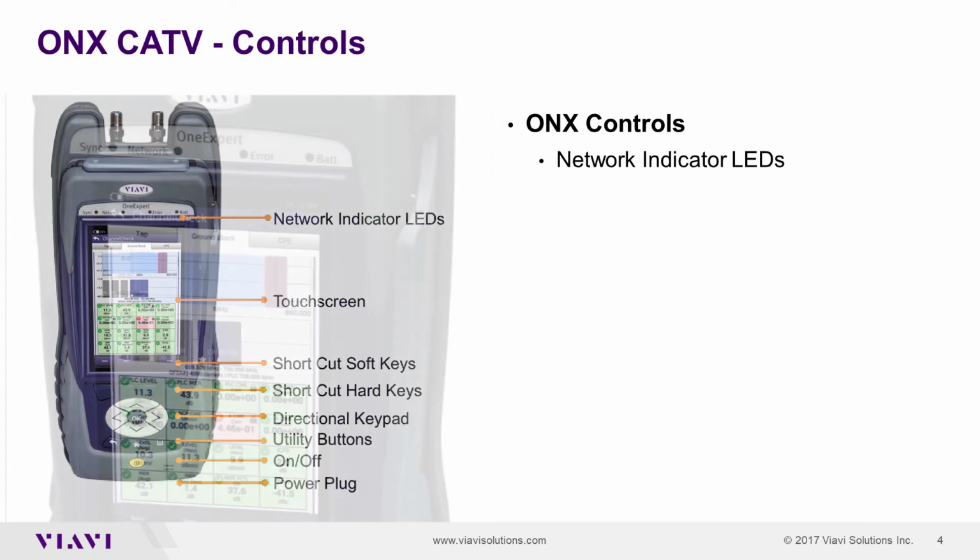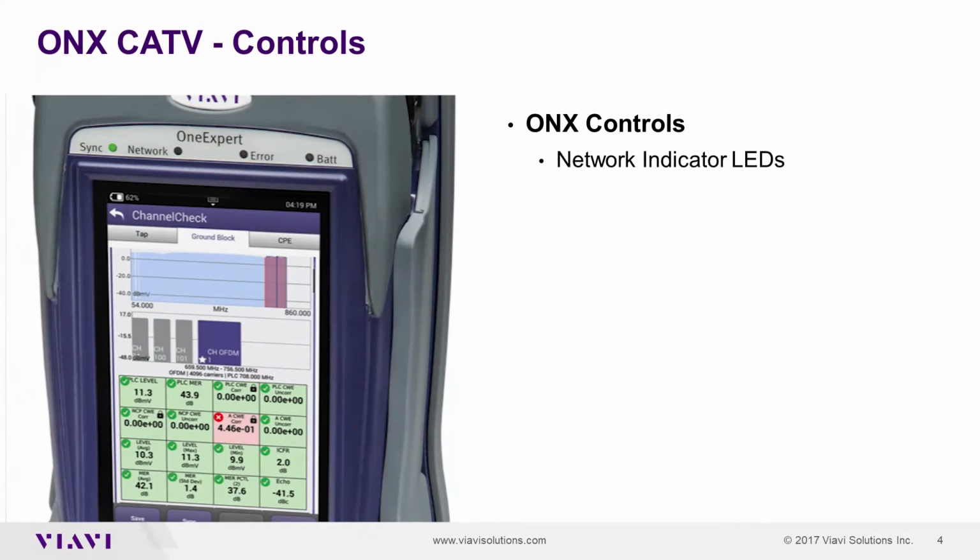Starting on the left-hand side of the LEDs, we have the sync LED. The sync LED is used when you're performing a DOCSIS sync test. The network LED is next. The network LED is illuminated when you have network or IP connectivity. Next is the error LED. The error LED is illuminated when you have an errored condition.